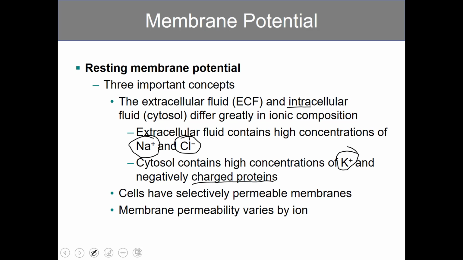The second factor to consider is the fact that cells have selectively permeable membranes. So remember, selectively permeable refers to the fact that these cells allow certain substances in or out of the cell while restricting the movement of others. And the third concept is that membrane permeability varies by ion. So some membranes may allow sodium more access than potassium, for example. So there is variability in membrane permeability based on the ion.